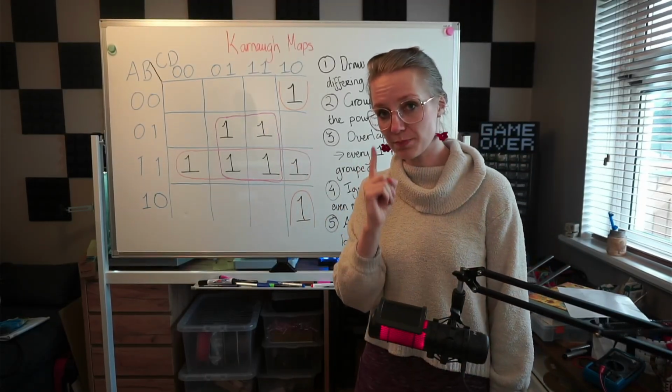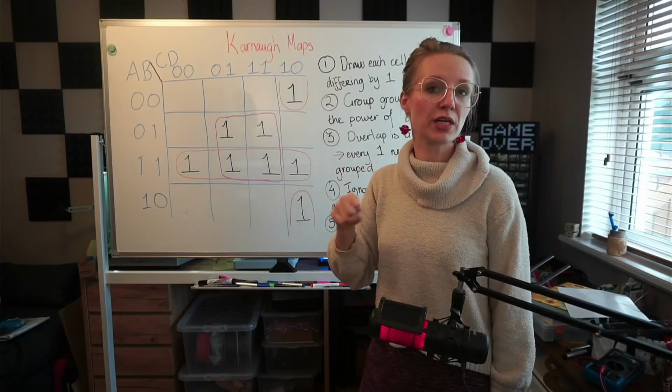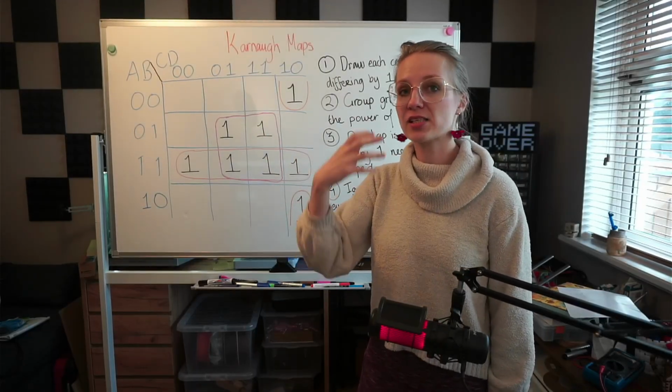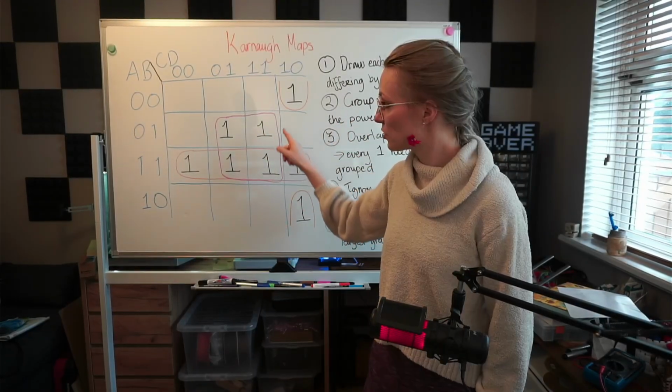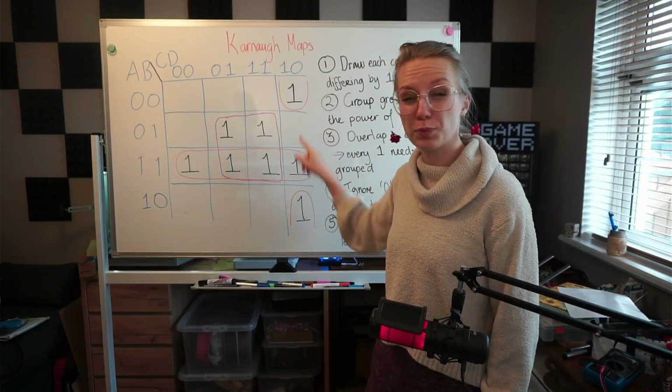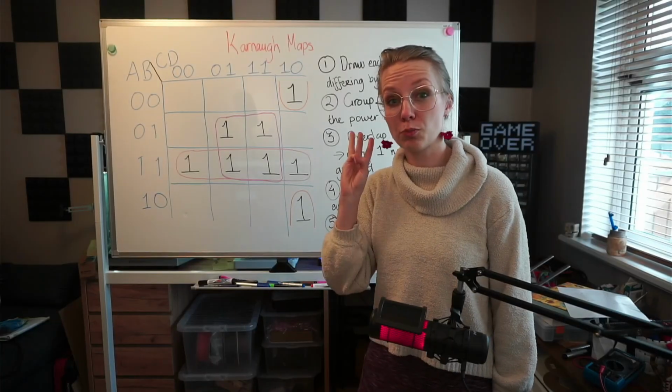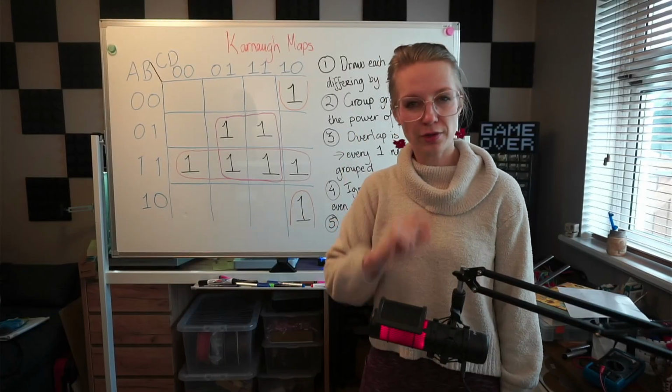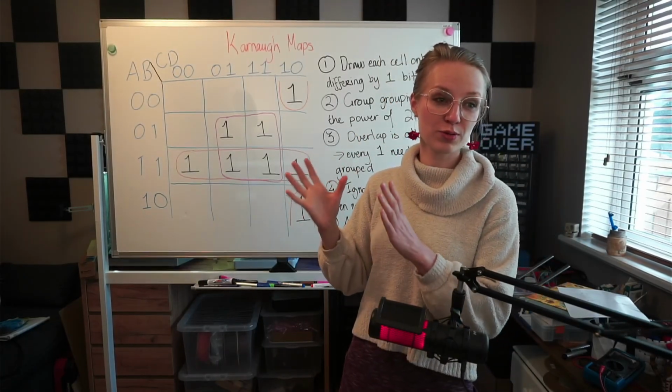And the reason why it's better is because the more ones we cluster together, the fewer Boolean terms there will be. So for example, a group of 4 will give us a 2-term Boolean expression. A group of 2 will give us a 3-term Boolean expression. I'll show you that in a second. So these are all the rules of Karnaugh mapping.